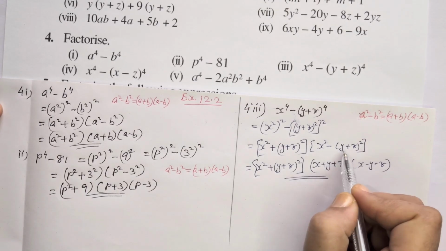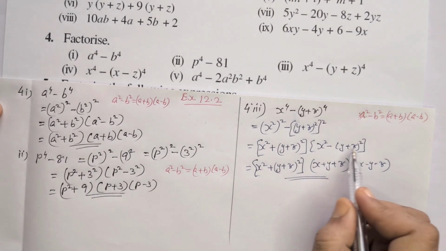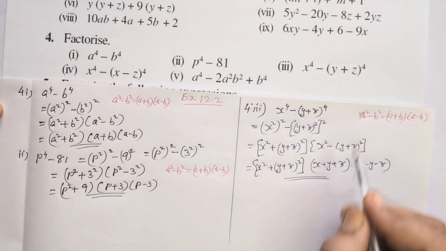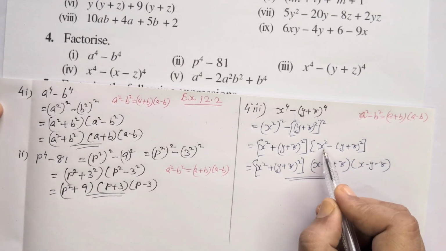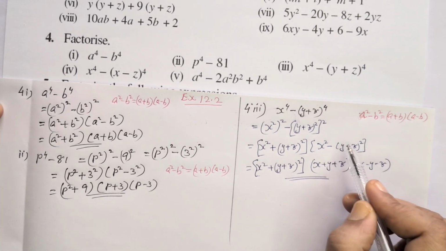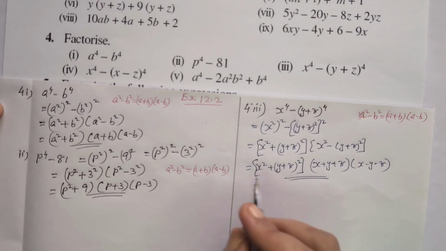minus b square, y plus z square. This we can split once more. So again apply this identity, a plus b, that means x plus y plus z. A minus b, x minus y and z, that means x minus y minus z.